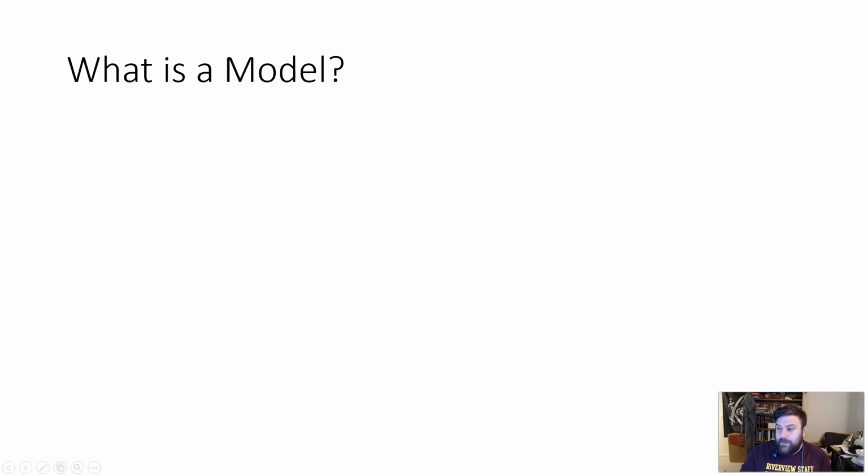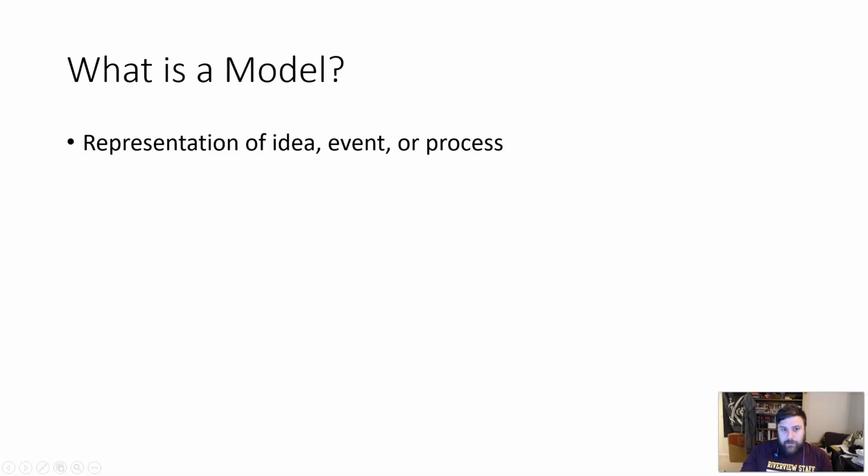What is a model? In short, a model is the representation of an idea, event, or process. And as with everything in science, it is supported by observations, data, and evidence. Okay, so these models aren't just things that are plucked out of thin air, unless you're talking about the Democritus model of the atom, which was more philosophy than science. But that's beside the point.